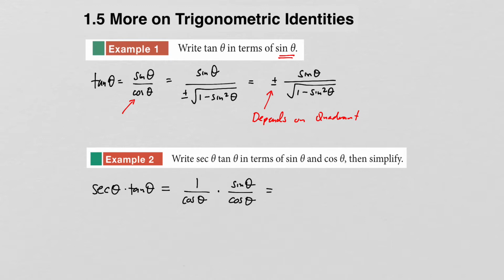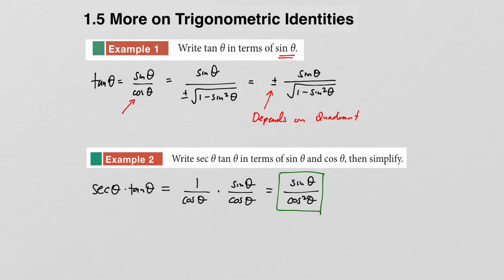And so if we multiply these together, 1 times sine of theta is sine of theta, and cosine of theta times cosine of theta is cosine squared of theta. So we end up getting sine of theta over cosine squared of theta. Now it then says, and then simplify. But really, this is as simplified as we can make this, right?